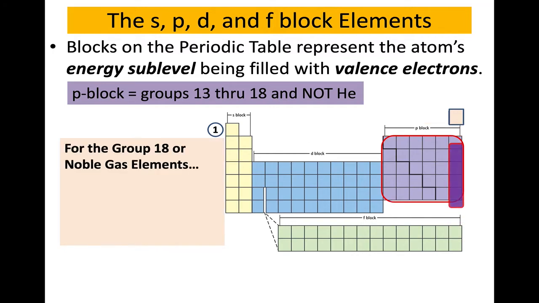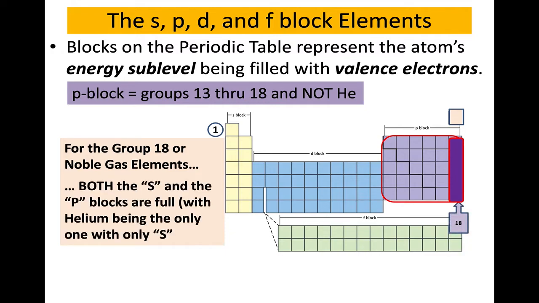For the group 18 or noble gas elements, that's these guys over here. Helium is a noble gas, but it only has 2 electrons, so it doesn't really fit in this description. Group 18, both their S and their P blocks are full. And again, helium being the only one with S because it only has 2 electrons. So if I'm going on, starting with the second row, I'm going all the way over to the end, the S and the P will be filled. Again, helium only has an S.